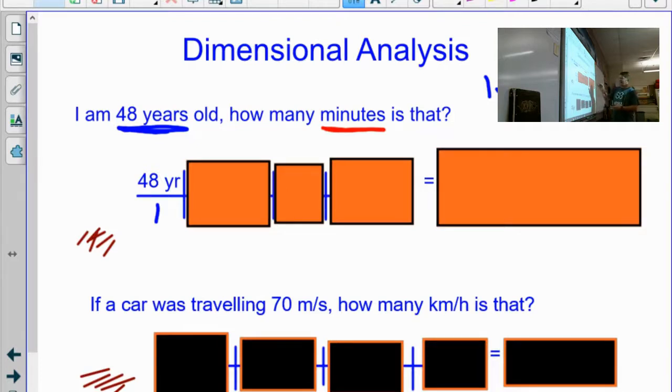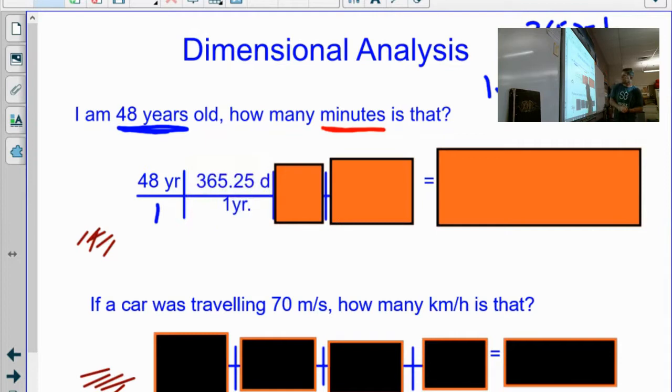And it really depends on how I'm trying to convert this number. If I'm trying to get rid of years, my years from here needs to be on the bottom, okay? So I'm going to put it as this. I'm going to have 365.25 days per 1 year, okay? So when I come over here, I've already written that out. So now I can see that I have years here and years here. So those are going to cancel out. Okay, so when I do this out, my answer will be in days.